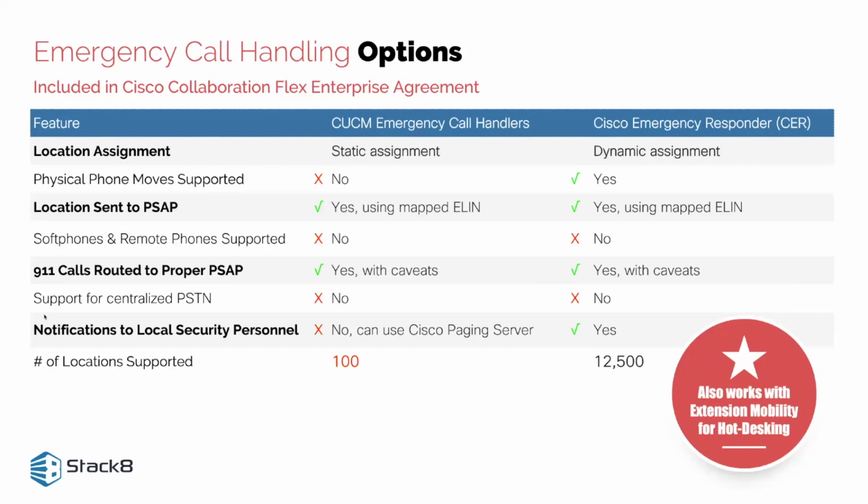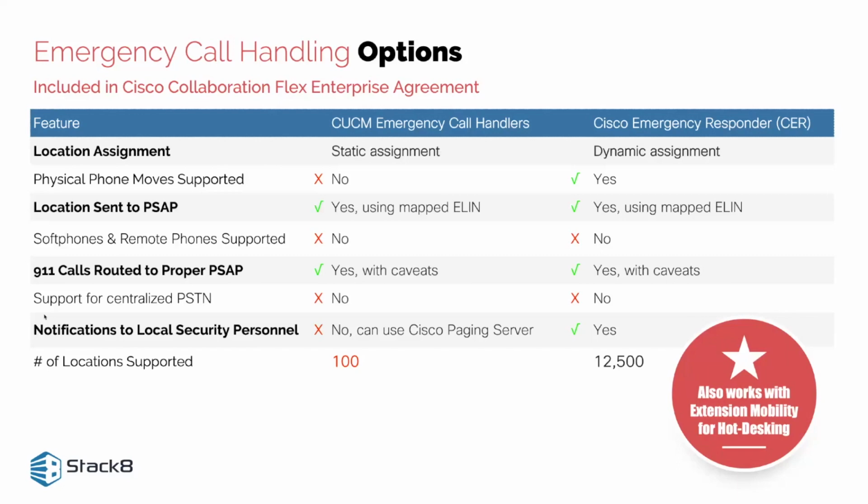There's a little checkbox there on the physical move, so it's all supported. Again, the location is sent to the right public safety answering point as long as I'm sending the right emergency number, or the ELIN, based on my dynamic location. So that's great. But unfortunately, if I'm outside of the campus, so soft phone or remote phone, again, not supported natively with CER. We need to add to CER, as we'll see right after in the next slide. And of course, the calls can be routed to the proper PSAP only if I'm within my campus.